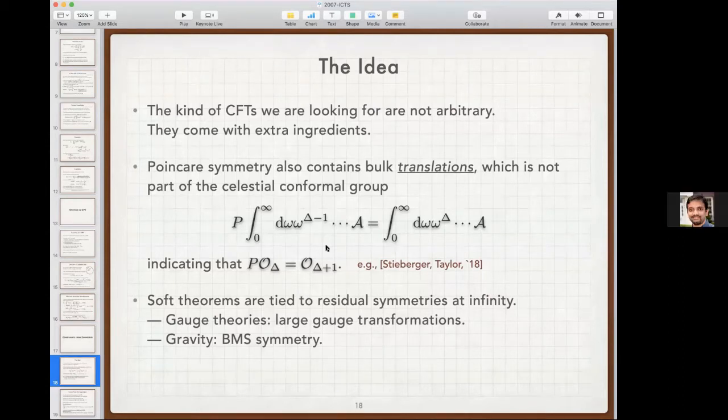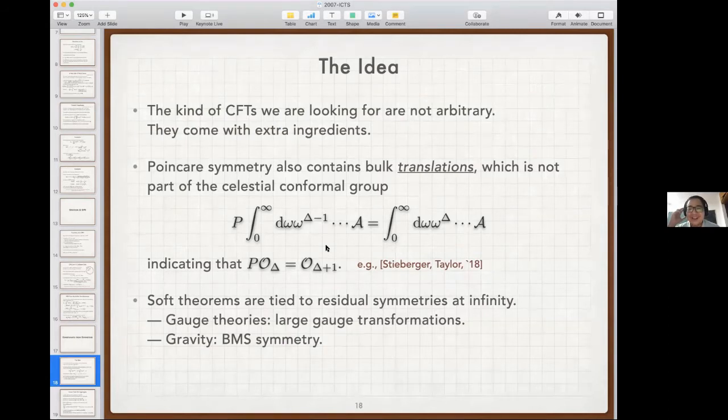Sorry, can I ask a question? Your operators are sitting on the principal series axis, so it's on 1 plus i lambda. So how exactly is P acting if it's shifting delta to delta plus 1? Sorry, can you speak again? Sorry. Your operators O, they were sitting on the principal series representation, right? So they're 1 plus i lambda. And now here translations is taking delta to delta plus 1. Right. How should I be thinking about this transformation then?